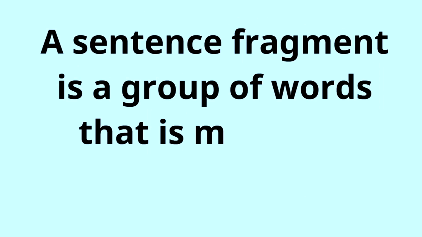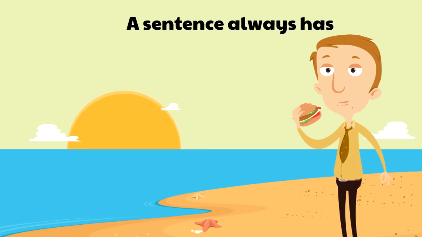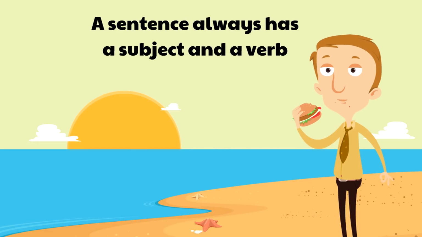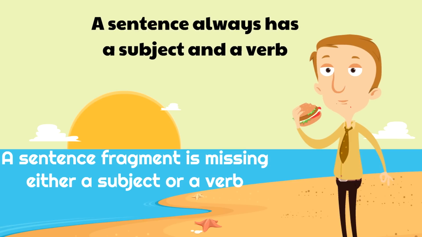To review, a sentence fragment is a group of words that is missing a subject or a verb. Now, a sentence always has a subject and a verb. A sentence fragment, though, is missing either a subject or a verb. A sentence fragment is missing something.